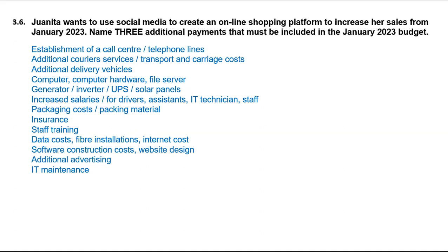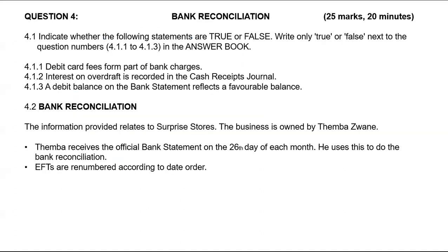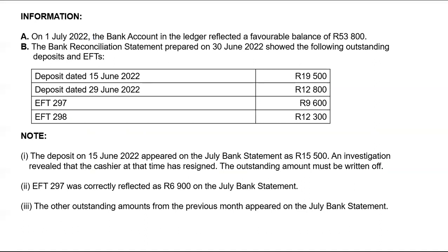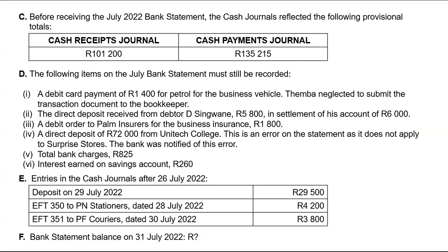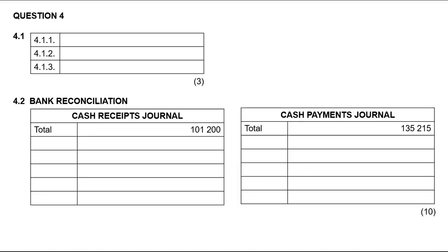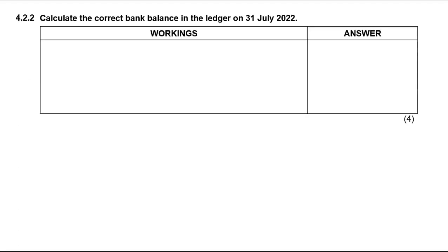This is not for IEB students. This is for GDE, DBE students. You can check out this question. Obviously, it's all about the bank reconciliation statement. It's pretty similar to the creditors' reconciliation statement for IEB students. Check this out, and you just have to answer this, and that, and that.